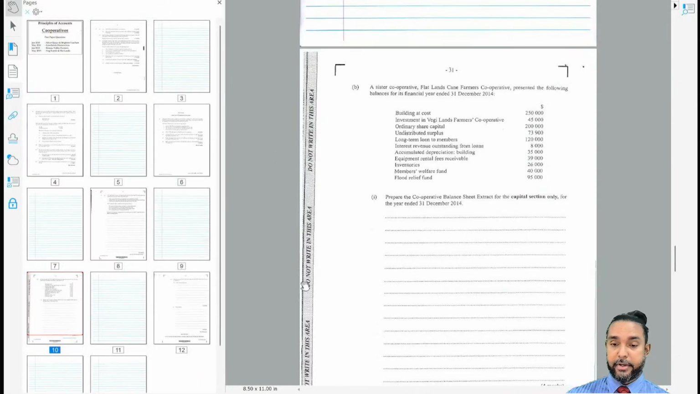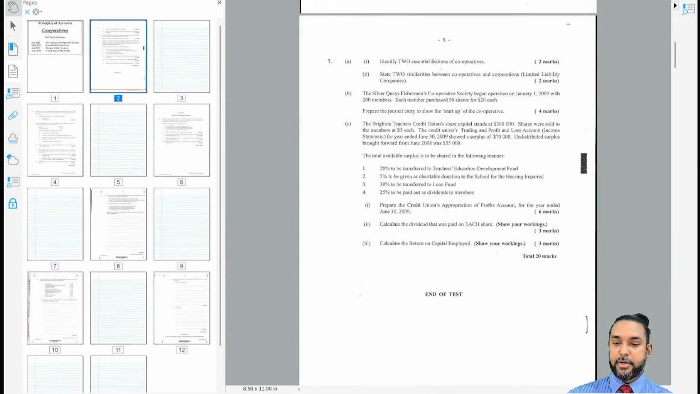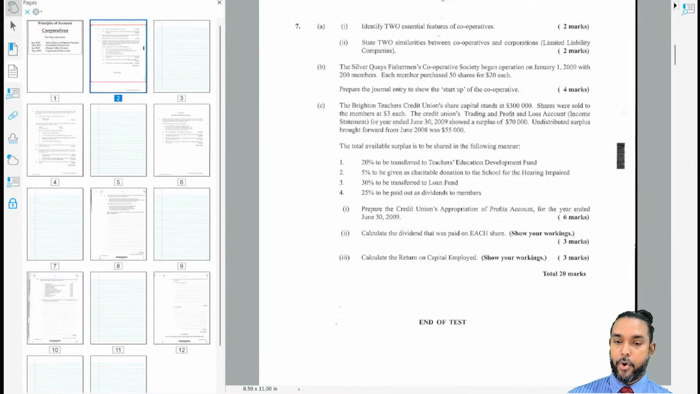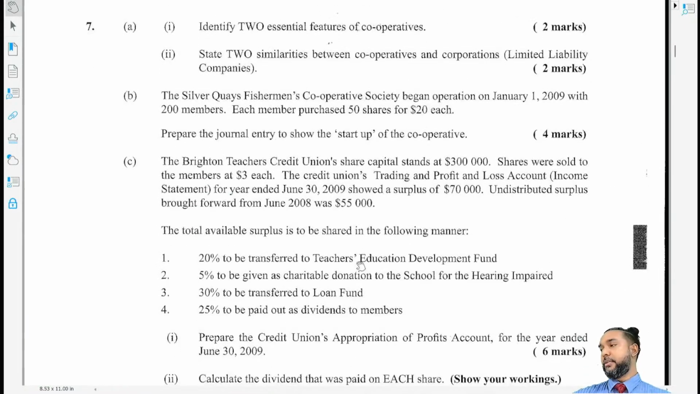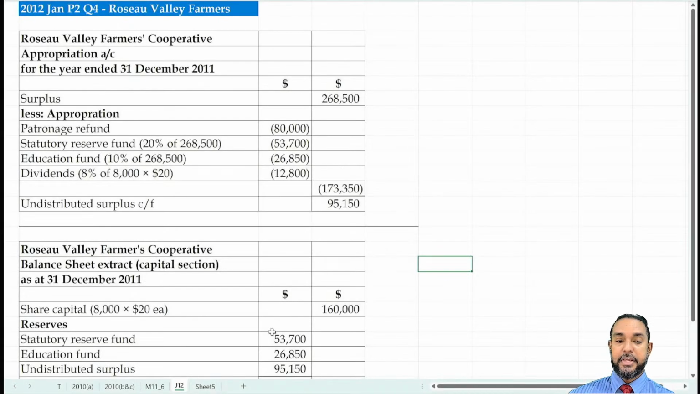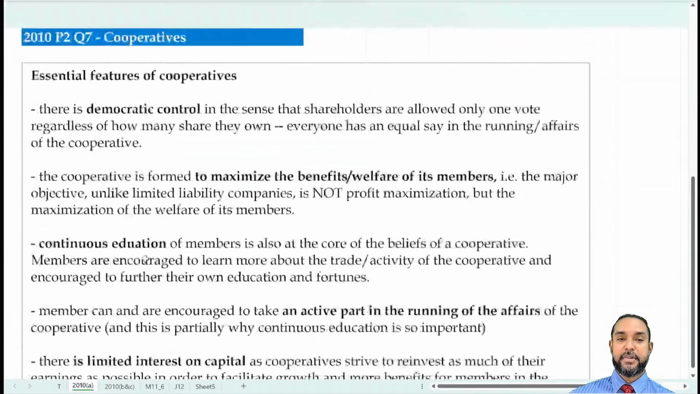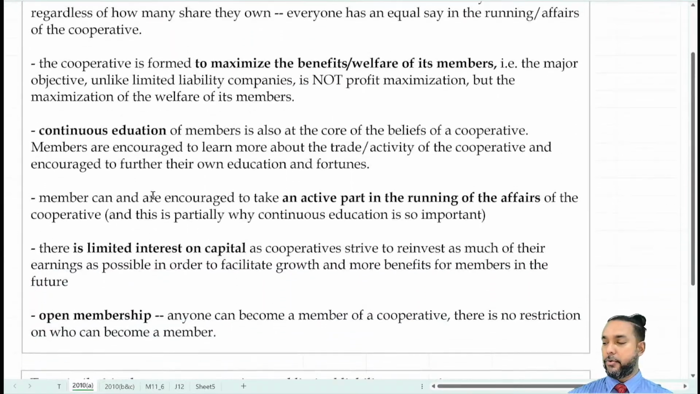On Monday we started looking at cooperatives. We said a cooperative, or sometimes called a cooperative society, is a non-profit or not-for-profit organization, but it resembles a limited liability company a lot because they issue shares to raise capital. They also pay their shareholders dividends, and they make use of an appropriation account to show that distribution of profits. So they have the dividends and also transfers to reserves and other things like that. We got into some theory behind the cooperatives, as in the essential features. We're not going to go back too much into that.